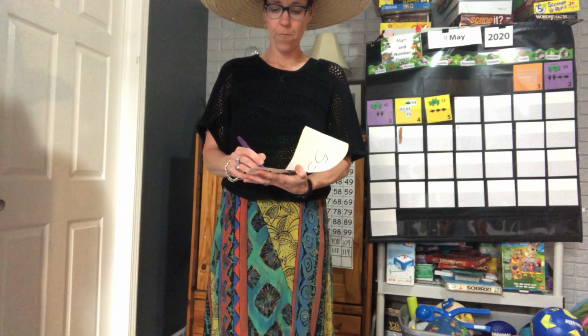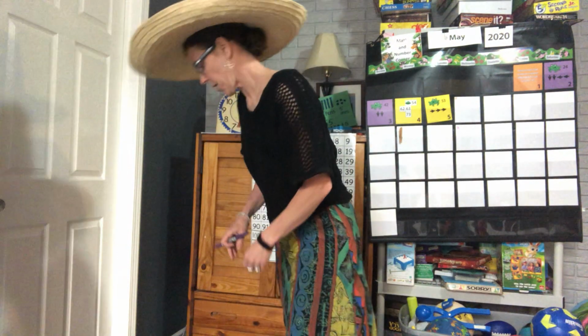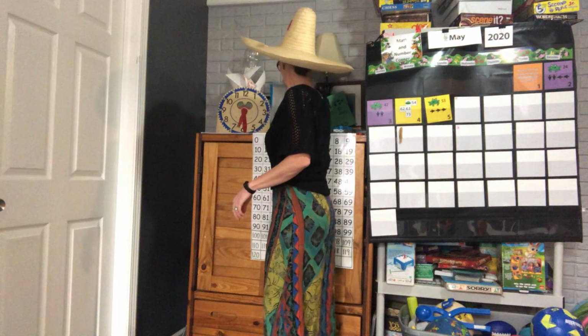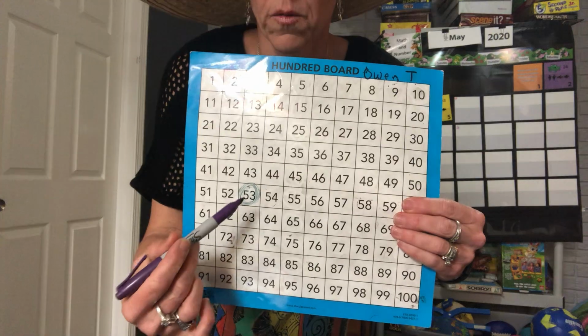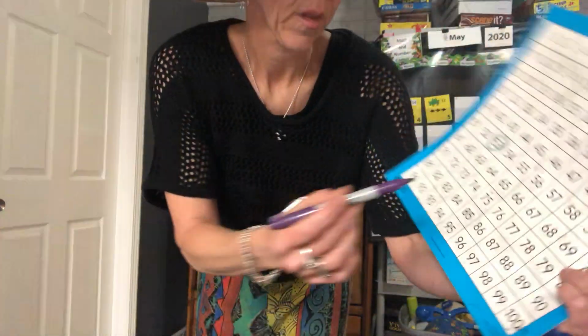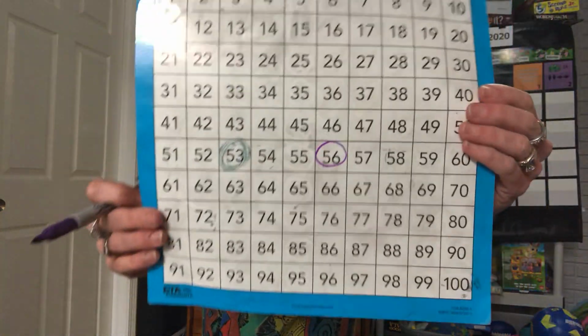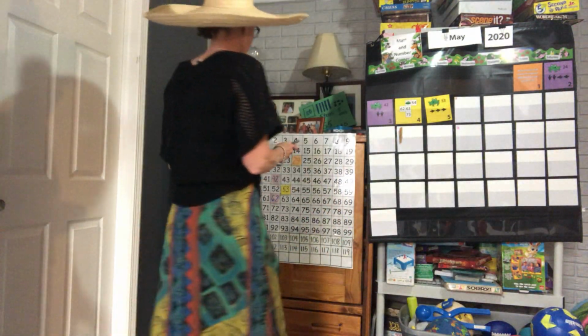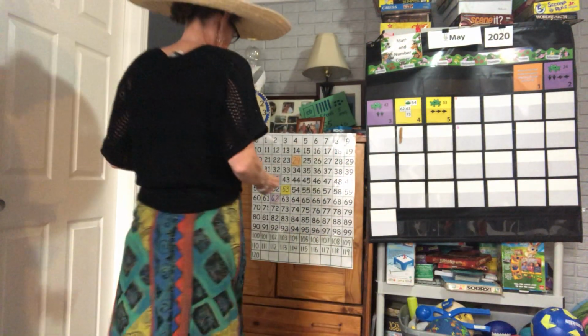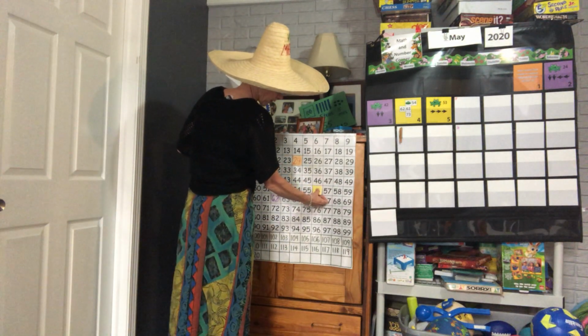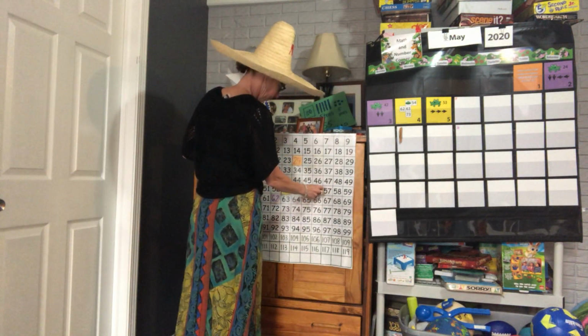3 arrows to the right, and I can hear you all doing that counting on the number grid. Here's our number grid. Starting at 53, 1, 2, 3. And what did we land on? Absolutely, we landed on 56. And the color for our calendar piece today is yellow. So we're gonna take our 56 and we're gonna color 56 yellow.